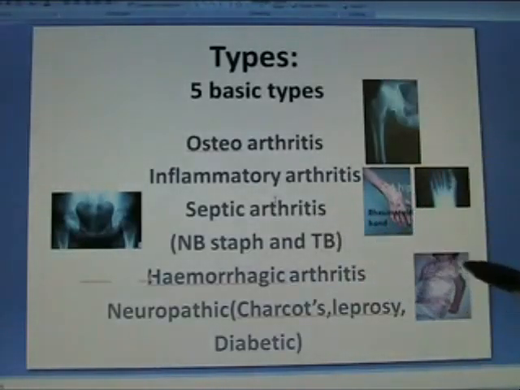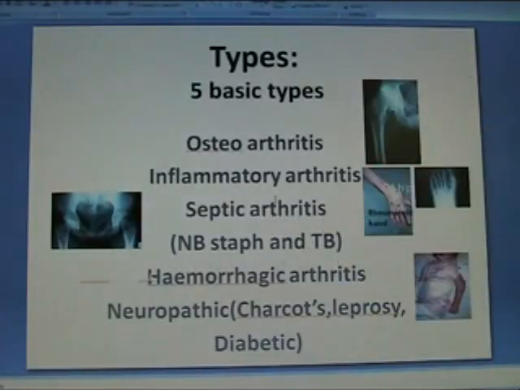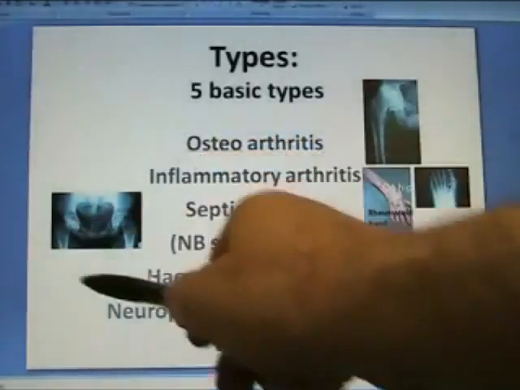Septic arthritis. Remember my previous talk? Septic joint, painful. You've got to get in there and wash it out early to stop the destructive inflammatory process. But don't forget about Staph and TB. Here it is in Crohn's disease.